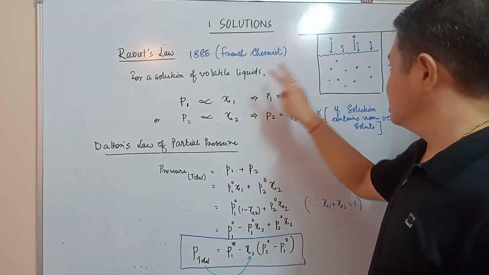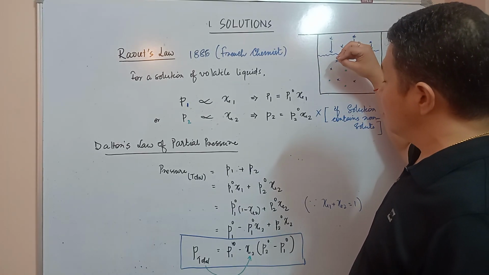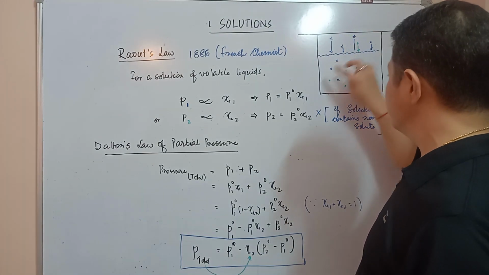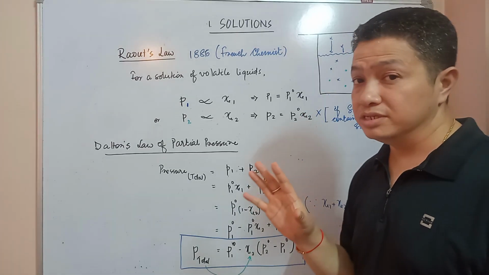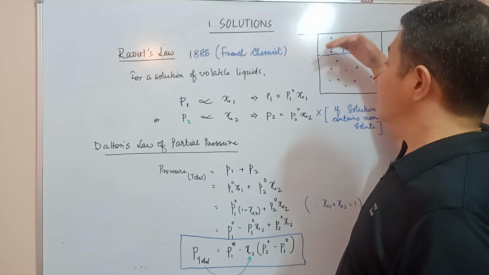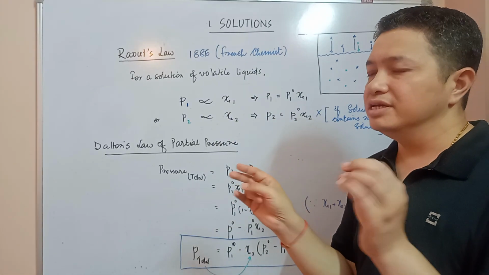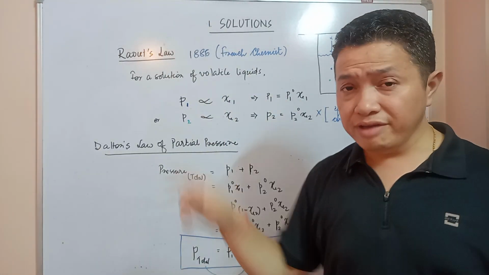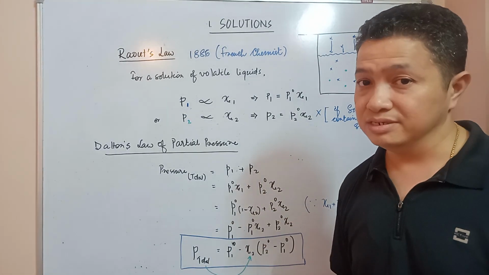So there are two liquids. Let's consider the blue ones. Suppose there are 10 molecules of the blue component in total: 1, 2, 3, 4, 5, 6, 7, 8, 9, 10. 6 of them are still staying in the liquid form, and 4 of them are above it in the gaseous form. That means the molecules in the gaseous form are striking in all the directions. So they are exerting pressure, and that pressure is called vapor pressure.